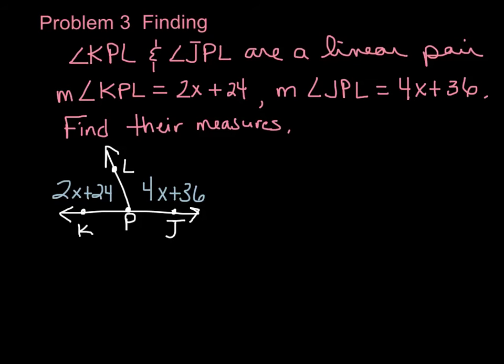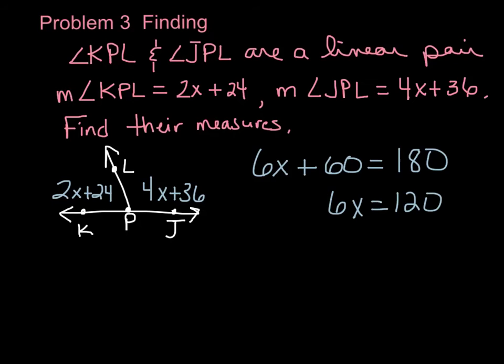So now we have to write an equation. We know that they make a straight line, which means they add up to 180 degrees. So I can add them together. 6x plus 60 equals 180 degrees. Now solve this simple two-step equation. Subtract 60. You get 6x equals 120. Divide by 6. The value of x is 20.